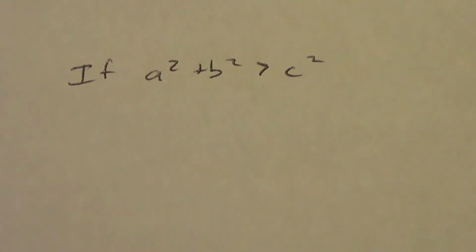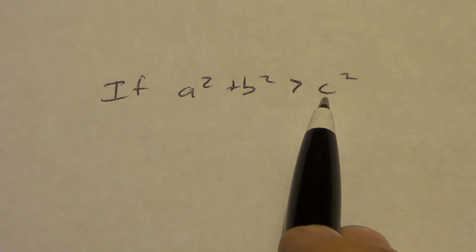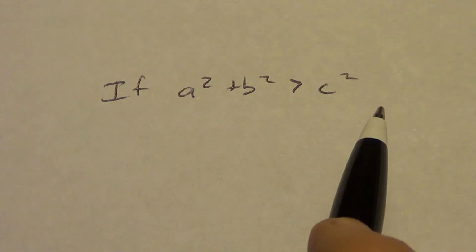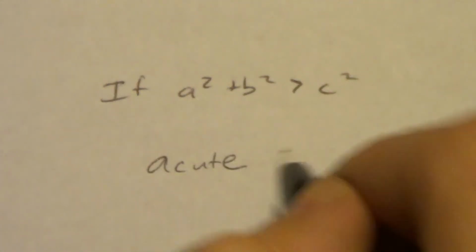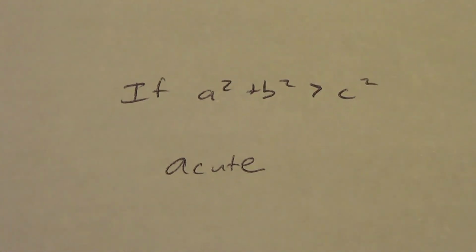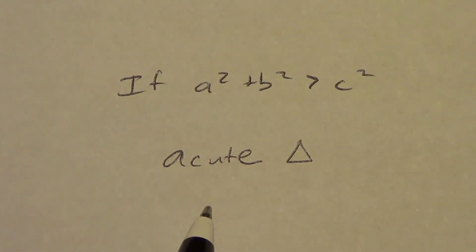Let's come over to this one. If a squared plus b squared is greater than c squared, that means c squared is too small, which means c is too small. The angle across from c is too small to be a right angle, and if it's too small to be a right angle, it must be an acute angle. But since c was the biggest, it's still the biggest angle in the triangle, and if the biggest angle in a triangle is an acute angle, then it's an acute triangle. This is a theorem. It doesn't have a name, but it is a theorem. It doesn't have a name, though.